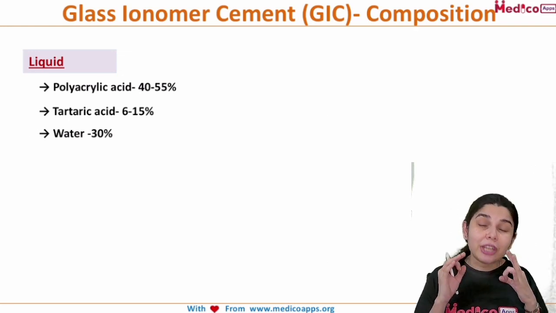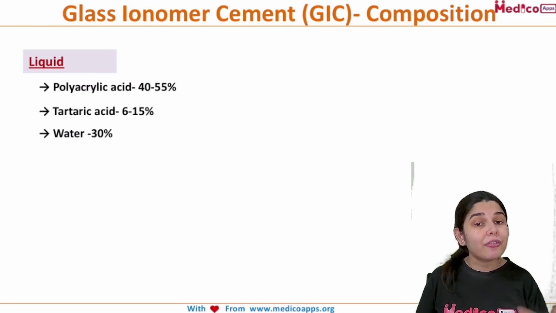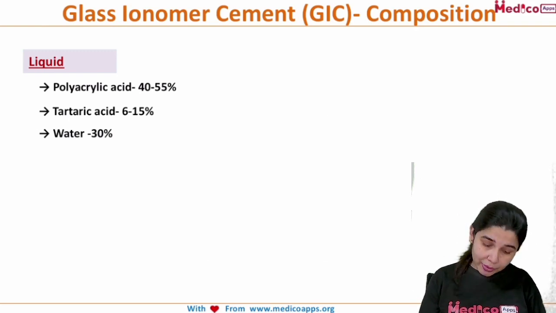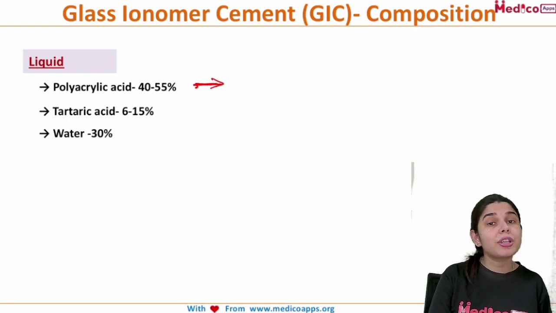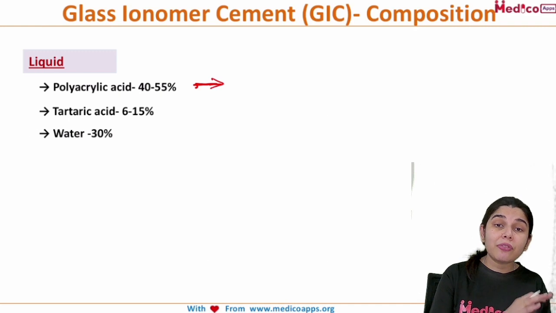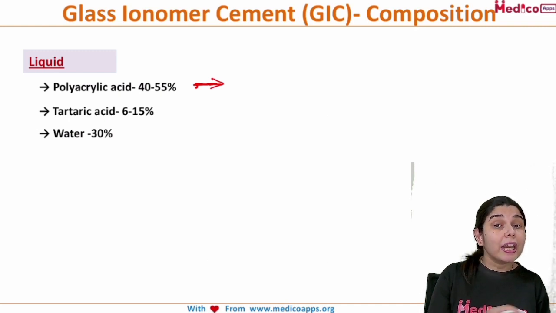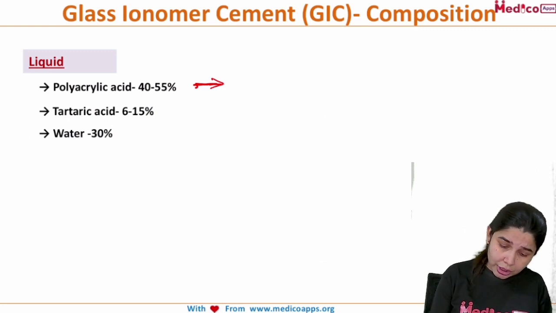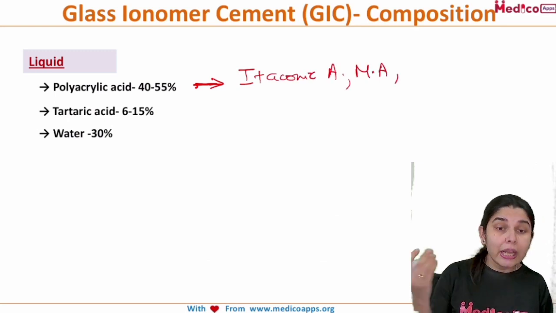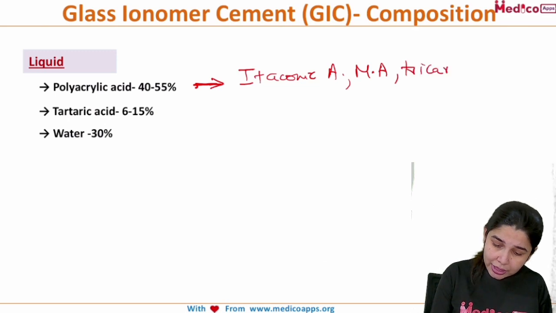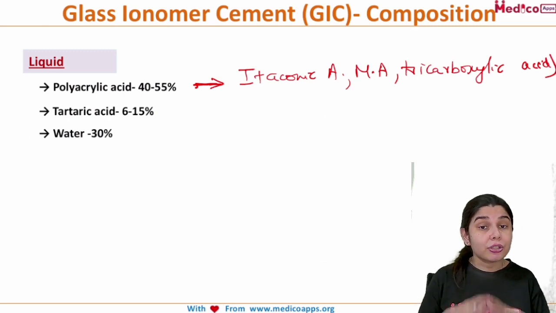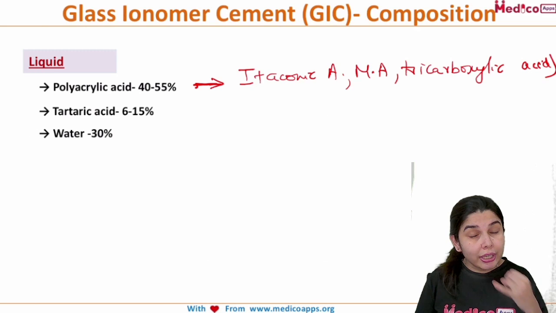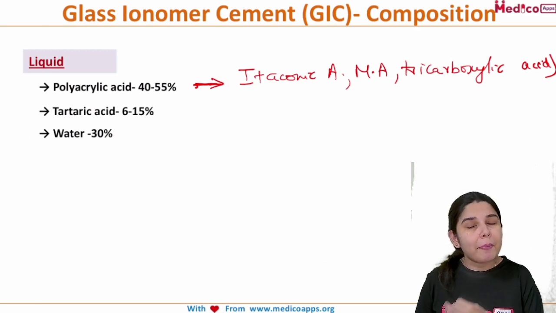And what are those? The 3 components are the polyacrylic acid, the tartaric acid, and water. Now, coming to the first one, polyacrylic acid, which is around 40 to 55%, and this is one of the most important components present in the glass-ionomer cement liquid component. Now, the polyacrylic acid, what are those? So this can be itaconic acid, okay, the malic acid, or sometimes even tricarboxylic acid is also used as polyacrylic acid. So you have to remember this, the itaconic acid, the malic acid, or tricarboxylic acid.